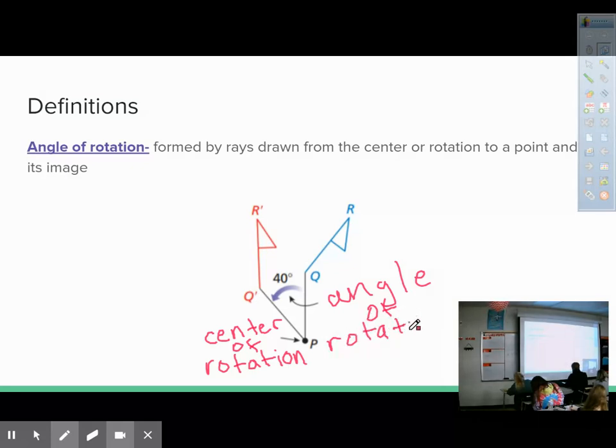Now, in class, we are only going to talk about certain angles and only a certain center of rotation. The center, like I mentioned, is going to be the origin, and the angles of rotation we're going to do are 90, 180, 270, 360, and we're going to go clockwise and counterclockwise. Right now, I think we're just going to deal with counterclockwise.